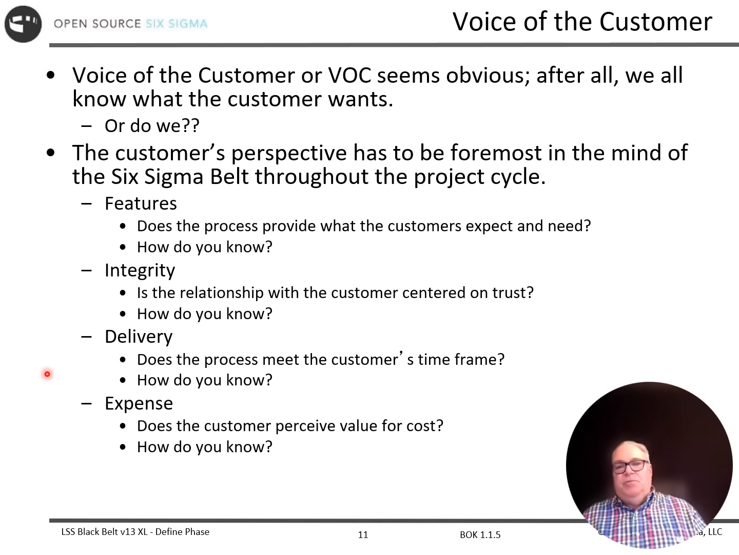Not all of these are perhaps equal, and the idea is we're going to come up with a hierarchical list of customer expectations, what they want, and then how we are going to provide and satisfy what we call the wants and needs of the customer.